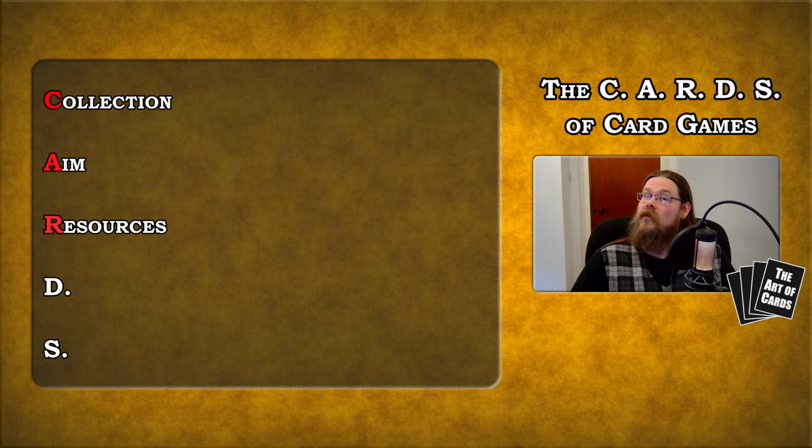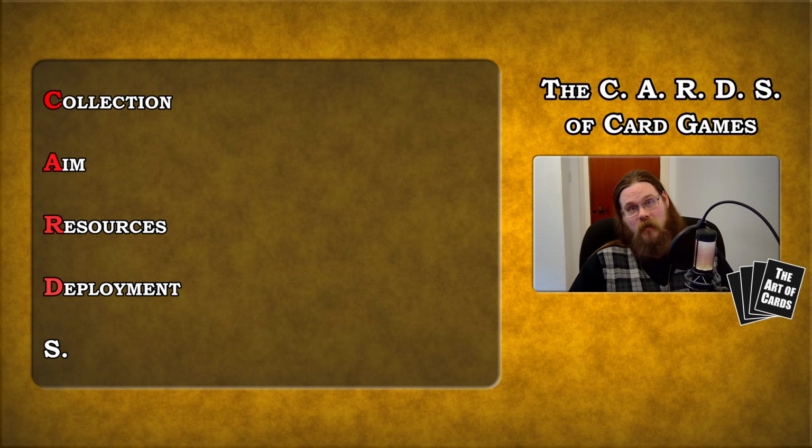Right, so now that the players know the requirements and how to play their cards, they need to know where and when, which leads us to deployment. The D in cards is for deployment. And deployment is basically the core gameplay loop of your game. That's when we start to get into the actual gameplay of your card game. So again, we have basically two categories here, and that is where and when.